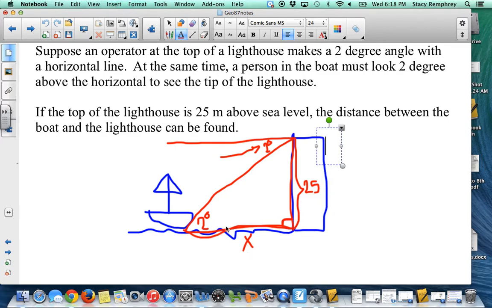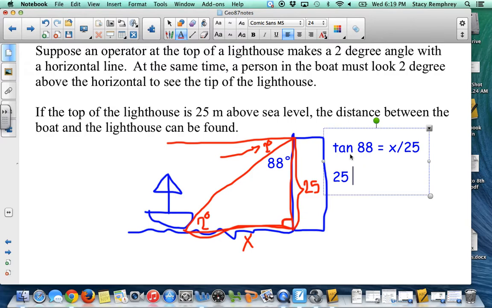Hopefully you say tangent. Now you can do that from 2 degrees, but it's a little easier when I have the angle opposite the missing side. So I'm actually going to go over here and find that angle. That's 88 degrees. And the way I determined that was, well, this is 90. That's 2. The sum of the angles of a triangle has to be 180, so that has to be 88. So I'm going to say the tangent of 88 degrees equals x over 25. I'm going to multiply both sides by 25. And then I'll just do that work on my calculator.